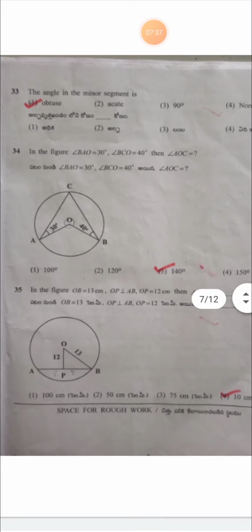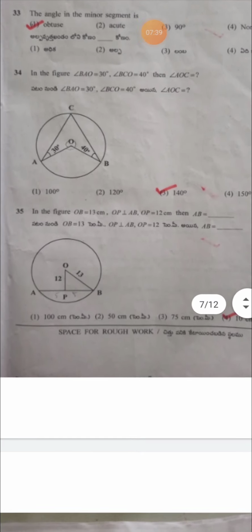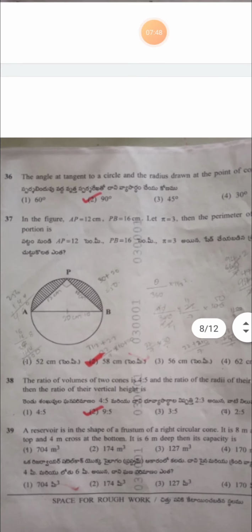In the figure, what is AOC? AOC will be 140 degrees. The sides are 10 centimeters, 13 and 12.5. PB is 5 and AP is 5, so 5 plus 5 is 10. The angle at the tangent of the circle, direct question, is 90 degrees.